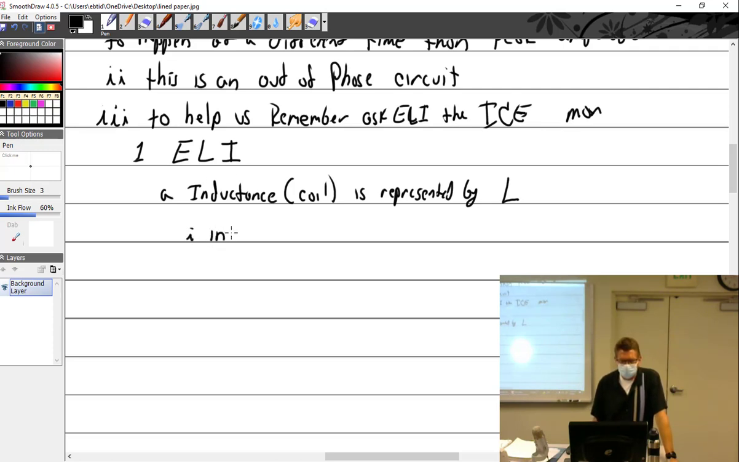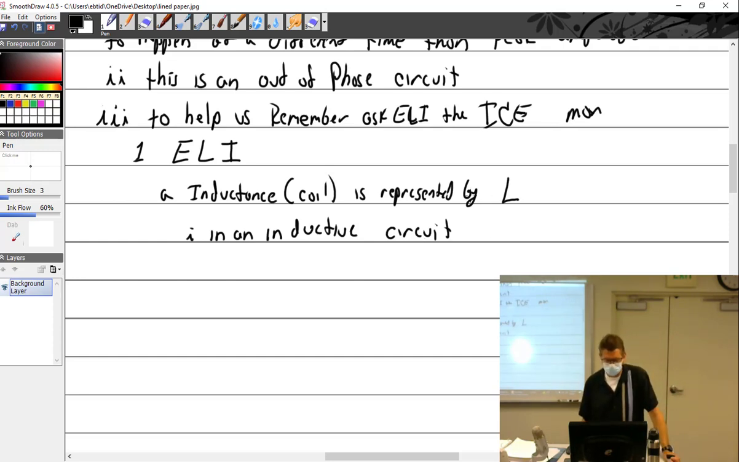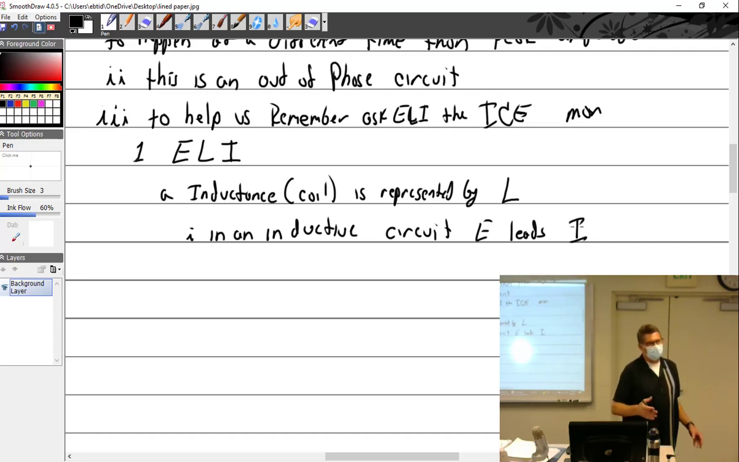So in an inductive circuit, inductance and inductive are the same thing. In an inductive circuit, meaning a circuit with a lot of coils in it, more coils than capacitors, E, because it comes first, leads I. So if I have a circuit that has just resistors, it's a resistive circuit, and there are no coils in it, everything will be in phase. It'll look nice.